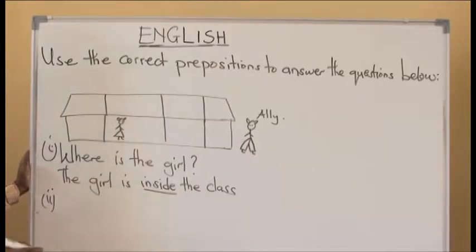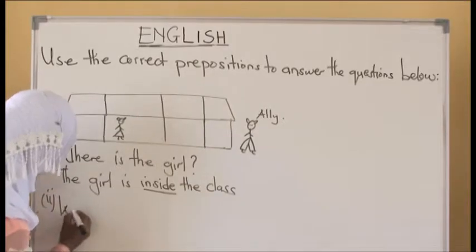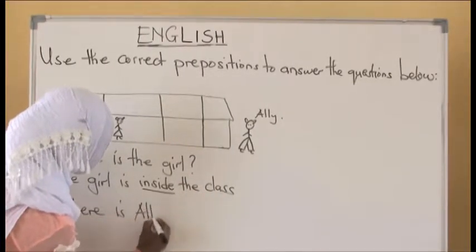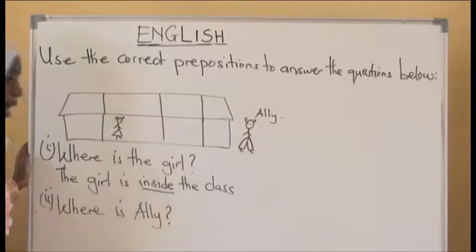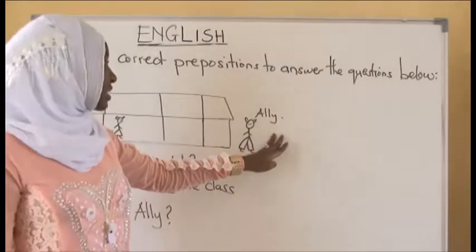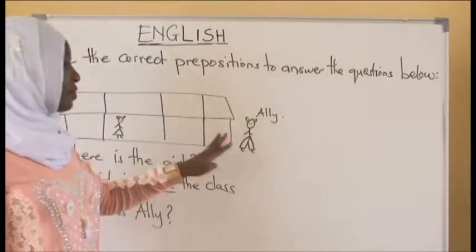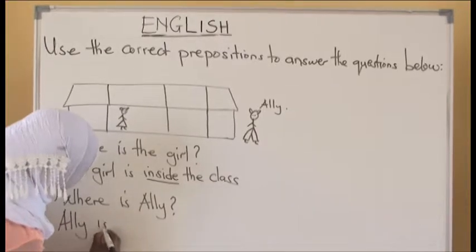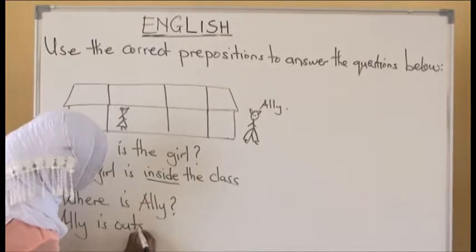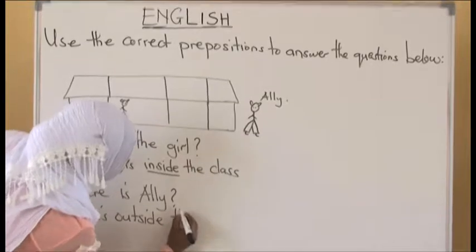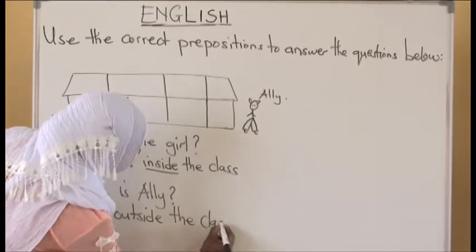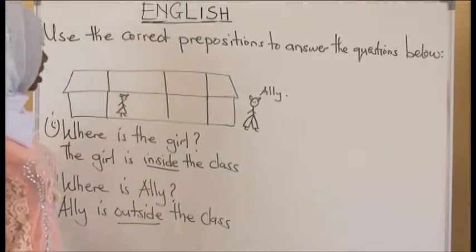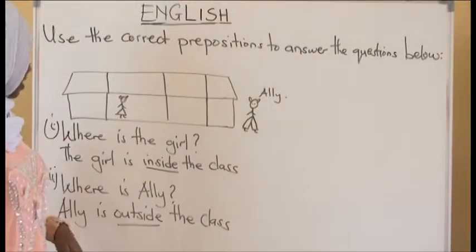Then question number 2 was asking, where is Ali? And we can all see here, Ali is standing out of this class. Then we are going to answer it like this. Ali is outside the class. So this inside and outside are the prepositions used to show location.